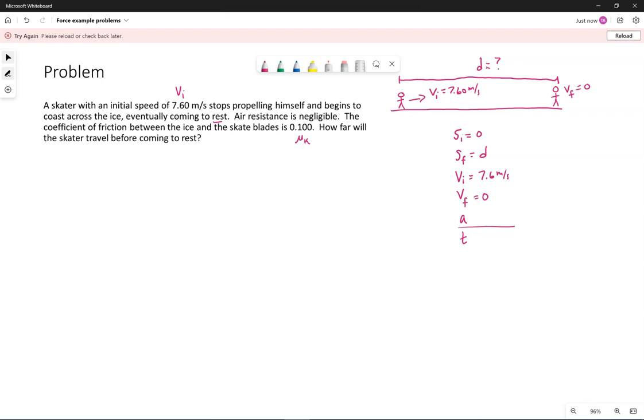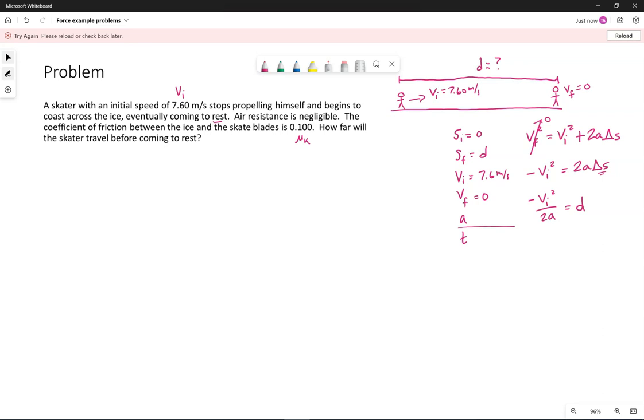So big three, the equation without time, since we don't know that either. V final is 0. I can bring the V initial squared to the other side. We know V initial, but to solve for this delta S, which will be d, to be able to solve for d eventually, we need to know the acceleration.